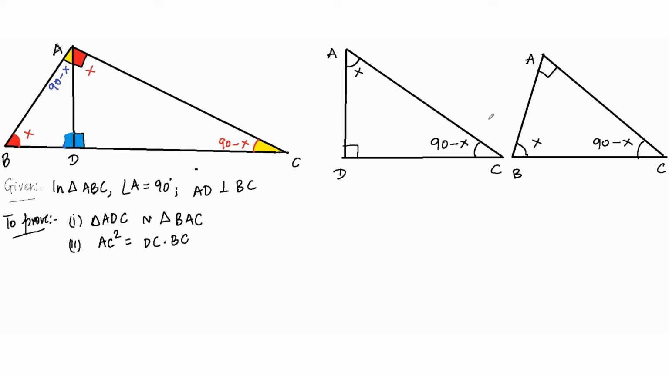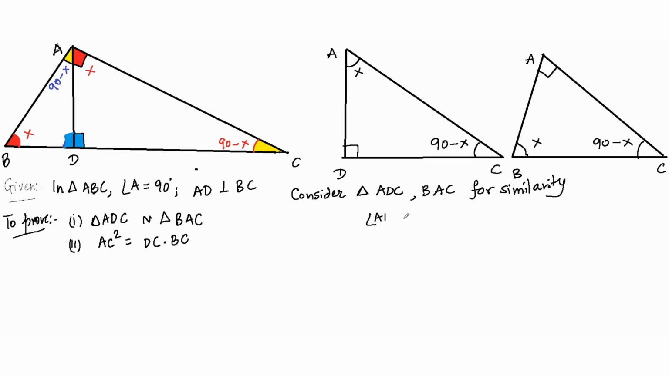So now you will notice that these two triangles have three equal angles, right? And therefore they are going to be similar by the AA test. So I can say, consider triangles ADC and BAC for similarity. Let us now mark the angles that are equal.